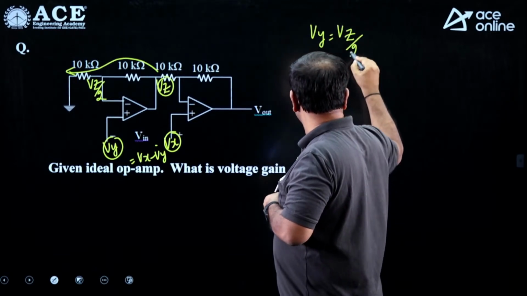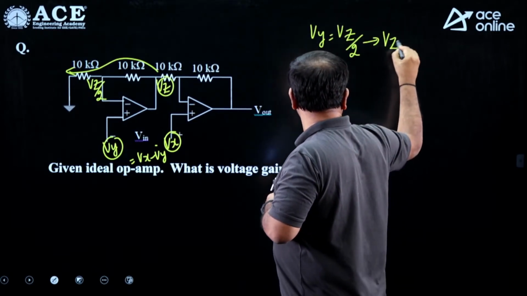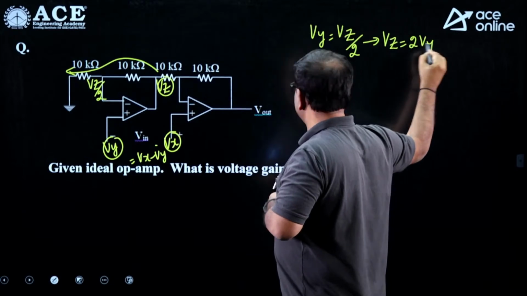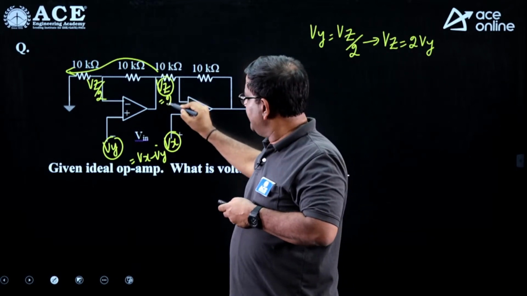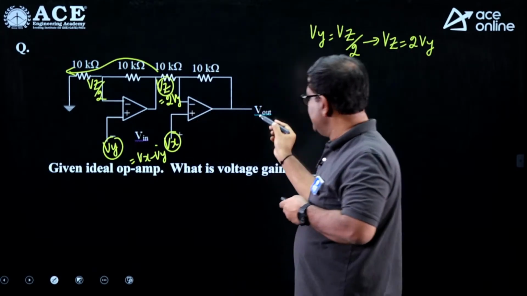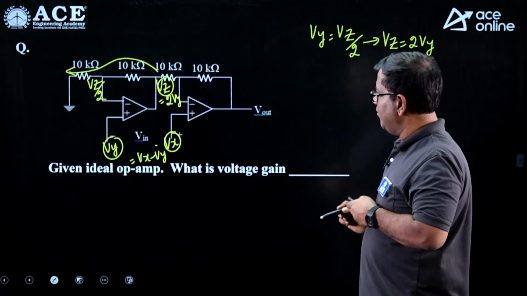What do you mean by this? It means that Vz is 2 Vy. So this Vz is actually 2 Vy. Now let us find V naught to finish this problem.